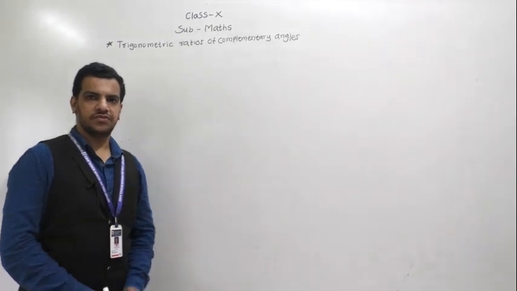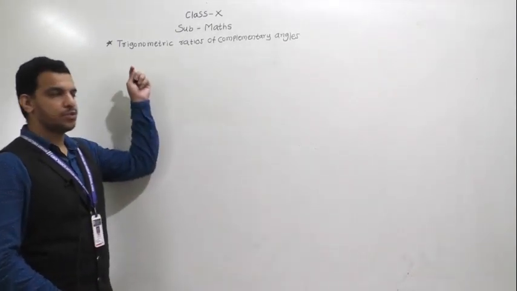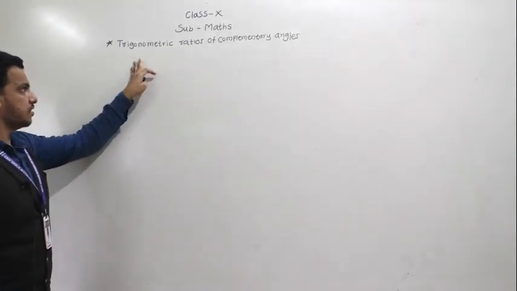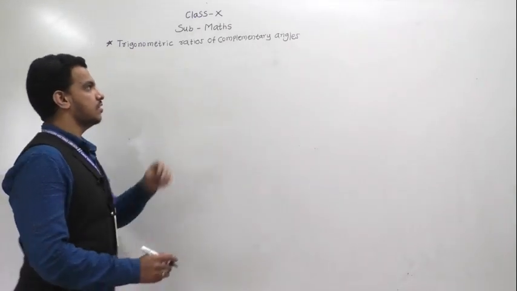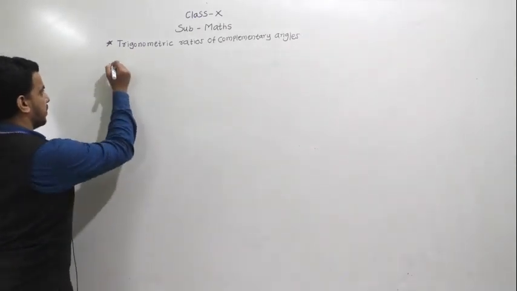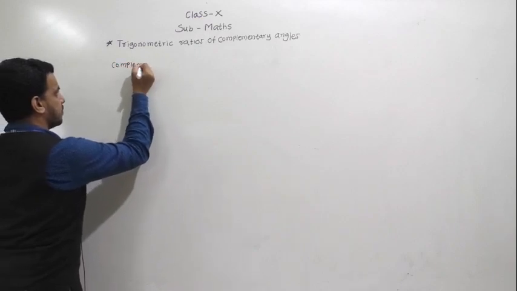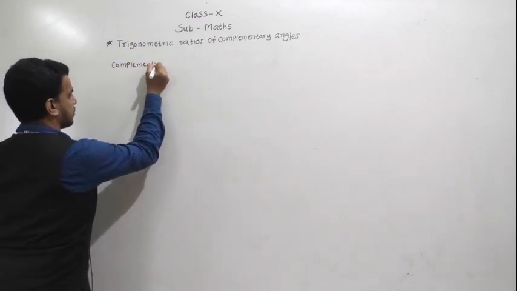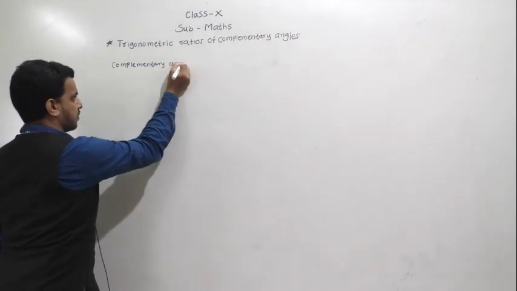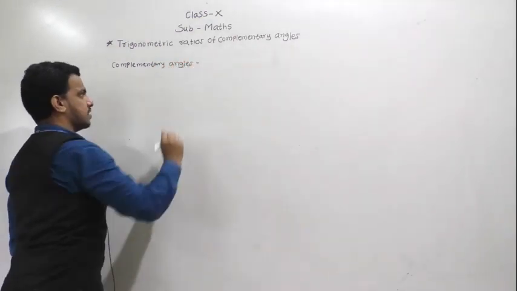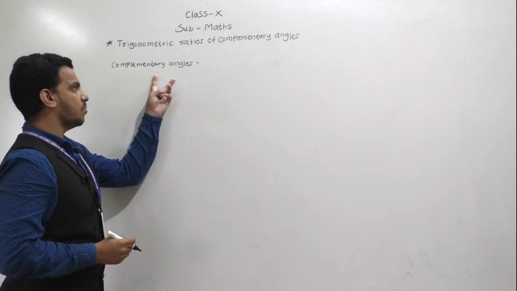Hello students, today we are going to learn a new topic, that is trigonometric ratios of complementary angles. Okay, so we know what is meant by complementary angles. If the sum of two angles is 90 degrees, then we can say that the two angles are complementary angles.